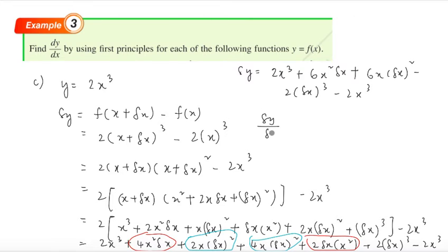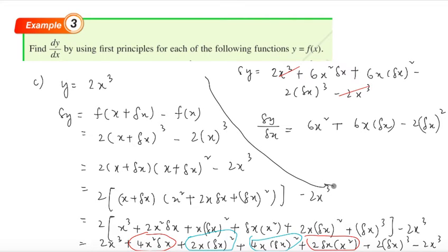Now delta y over delta x equals to, okay, this one and this one cancel no more. So delta y over delta x equals 6x squared plus 6x delta x, because 1 only, minus 2 delta x squared. There's 3 terms. This one is square now, 3 terms. Sorry, a little bit messy, not enough space. I continue here better.